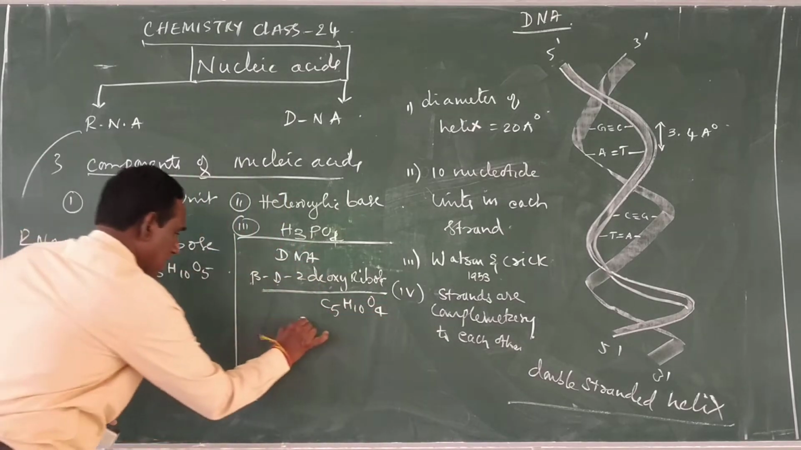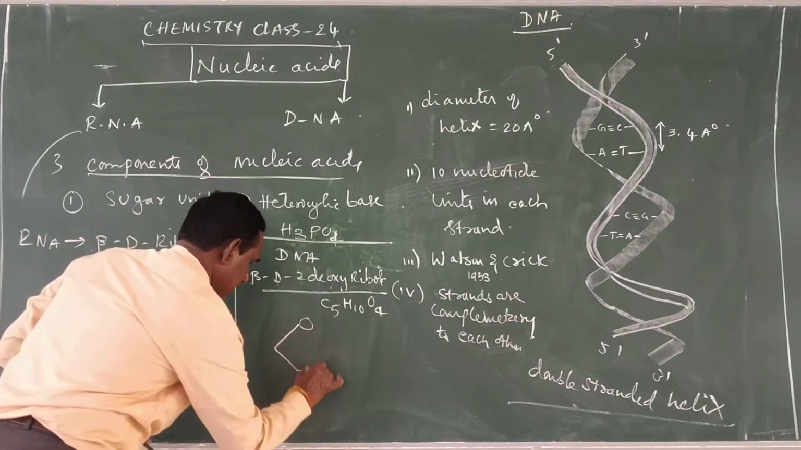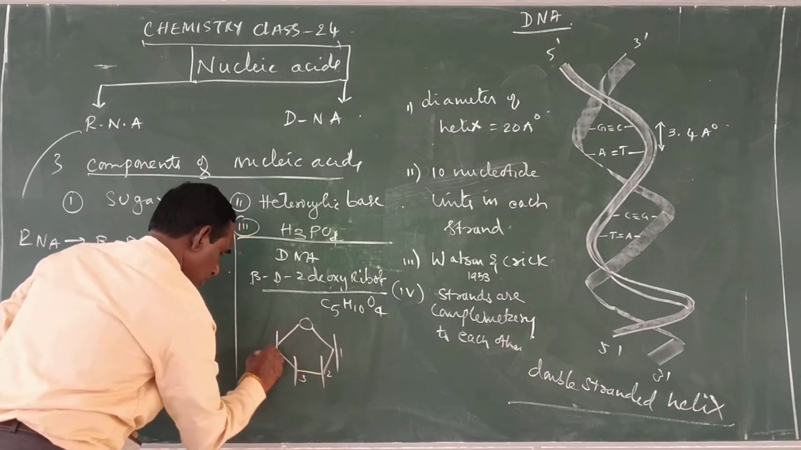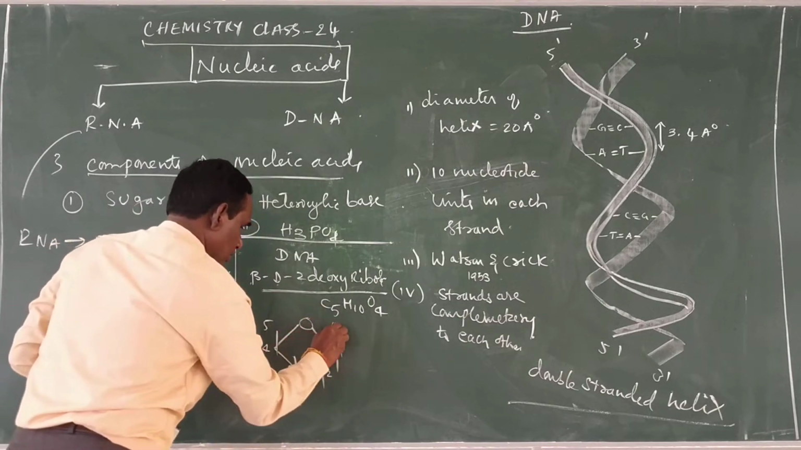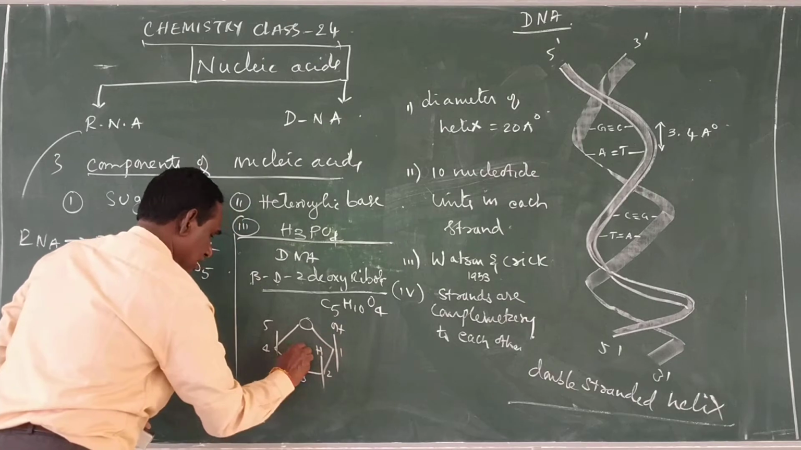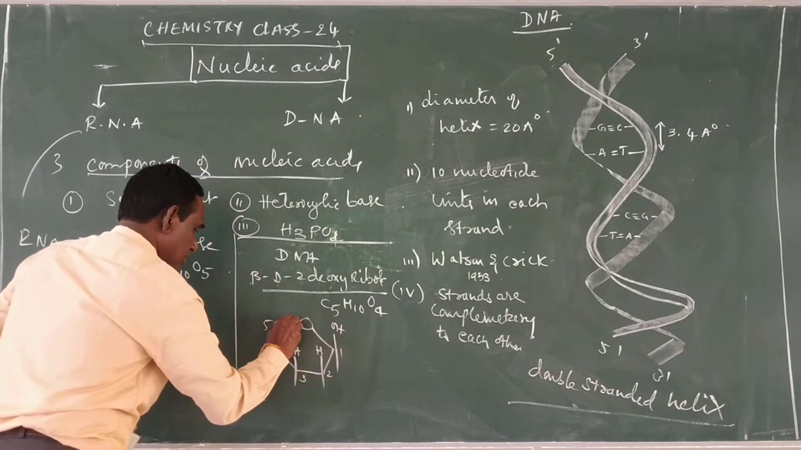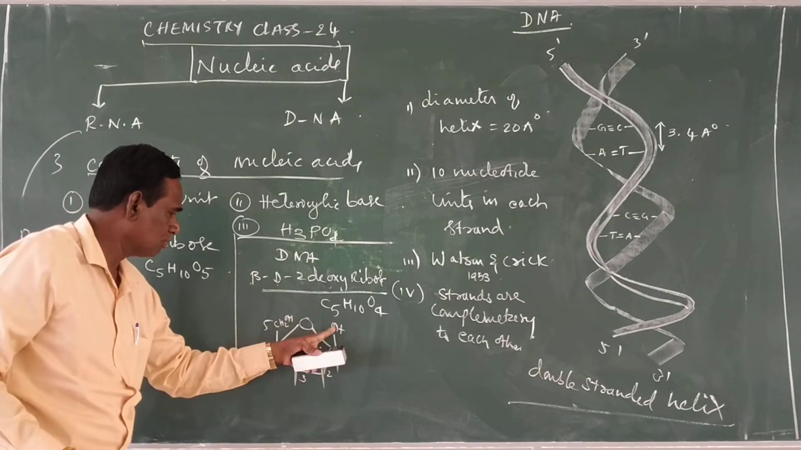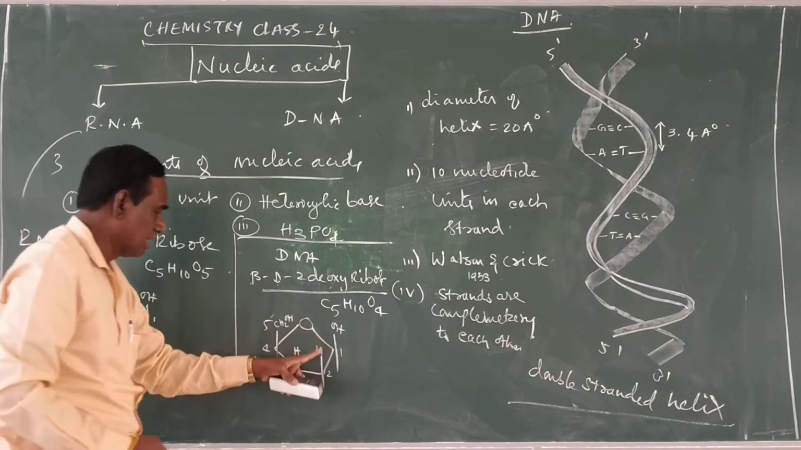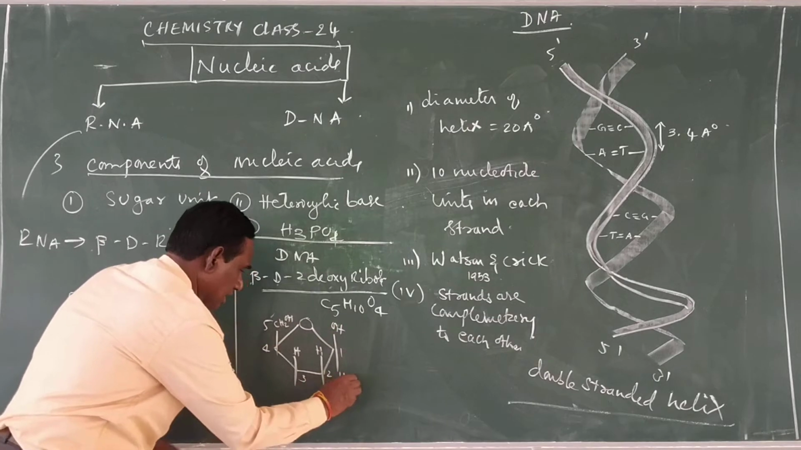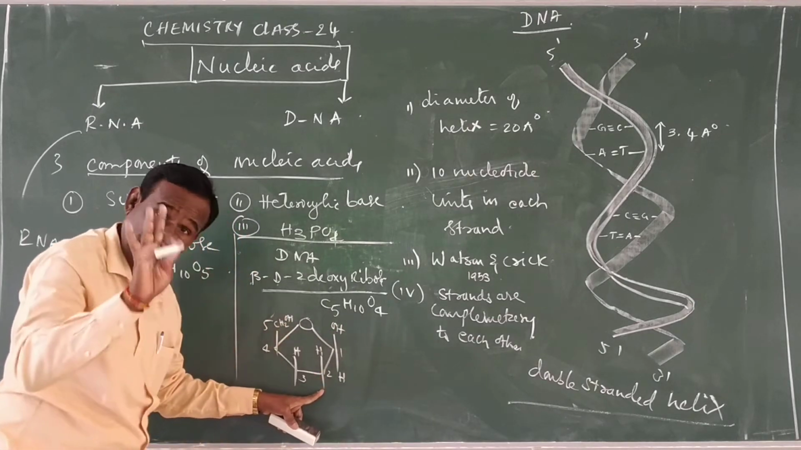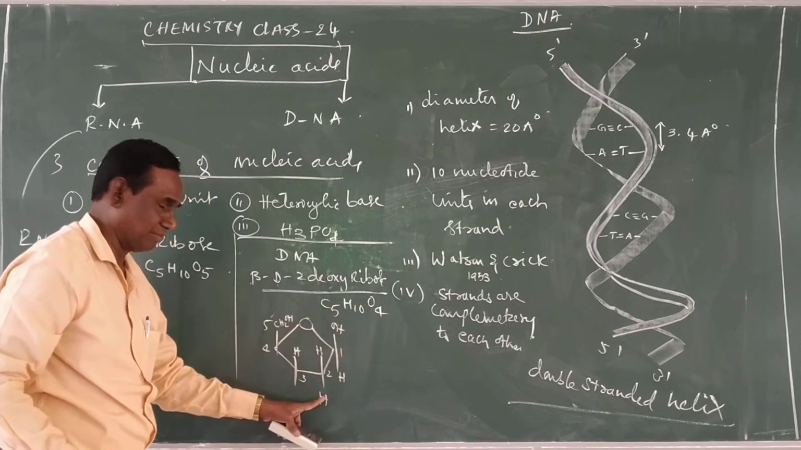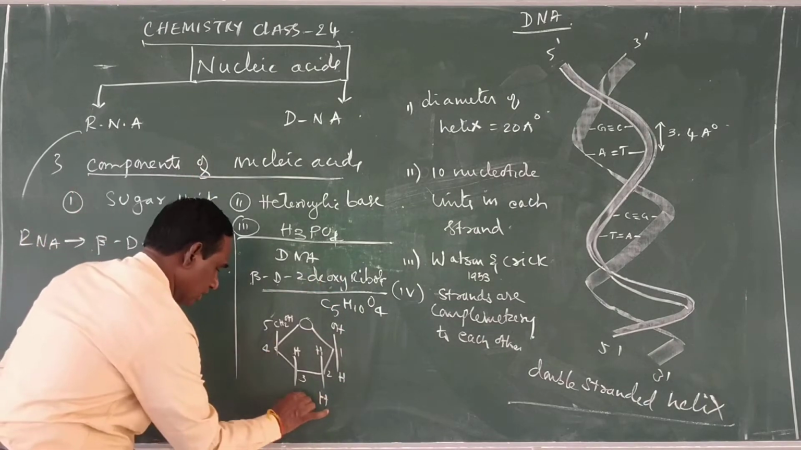Its formula is C5H10O4, and the structural formula is like this: carbons 1, 2, 3, 4, and 5, with OH, H, CH2OH groups. Here at the second position you write only H instead of OH. Why? Because at the second position you have to delete the oxygen.